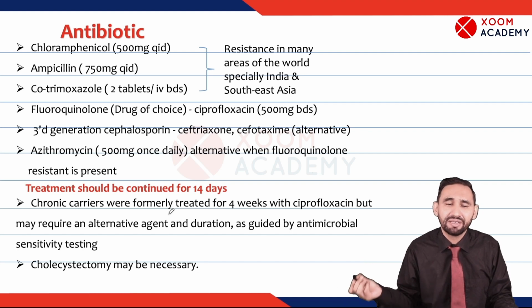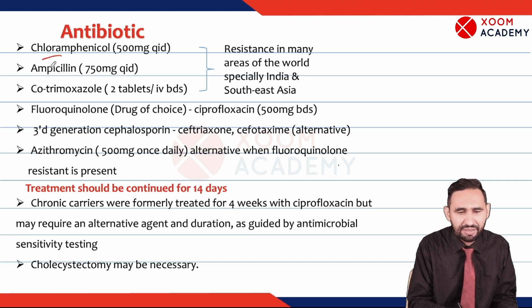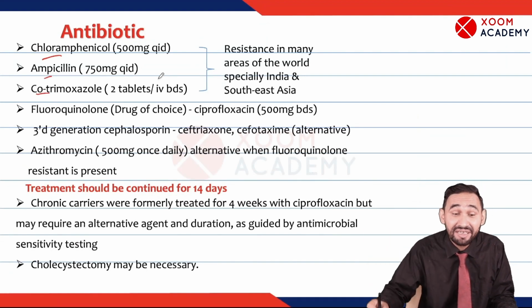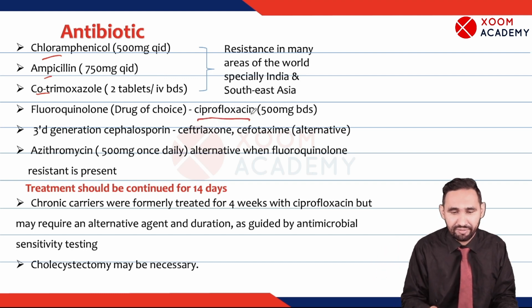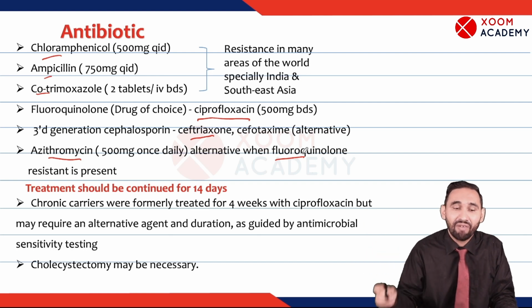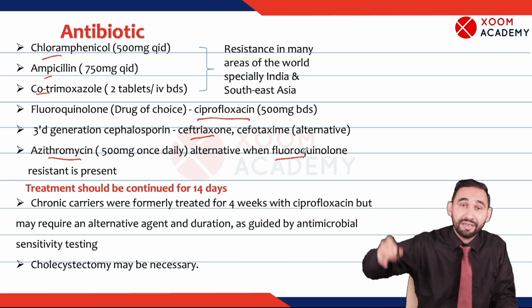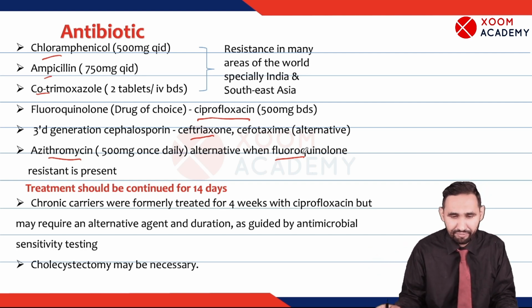Which antibiotics can be given? Initially, chloramphenicol, ampicillin, and cotrimoxazole were given, but there is resistance against these antibiotics. So nowadays, ciprofloxacin is the drug of choice, or we can say that ceftriaxone can also be given. And in some cases, azithromycin can be given if a person is resistant to fluoroquinolone. Because resistance to antibiotics is an emerging problem in typhoid fever nowadays. So nowadays we rely on ciprofloxacin, azithromycin, and ceftriaxone.